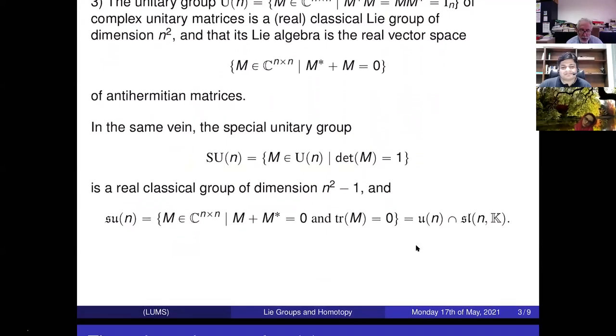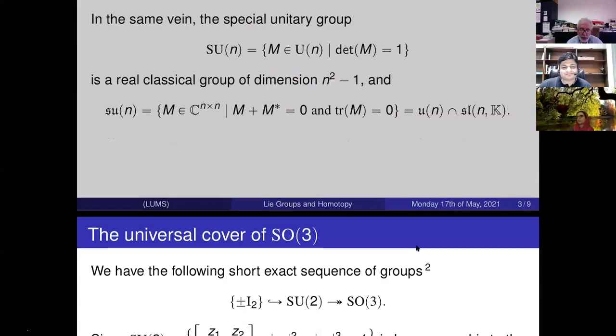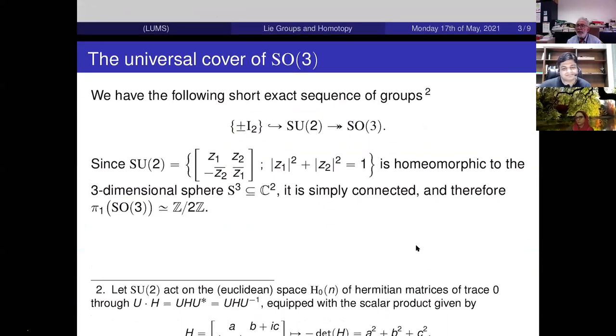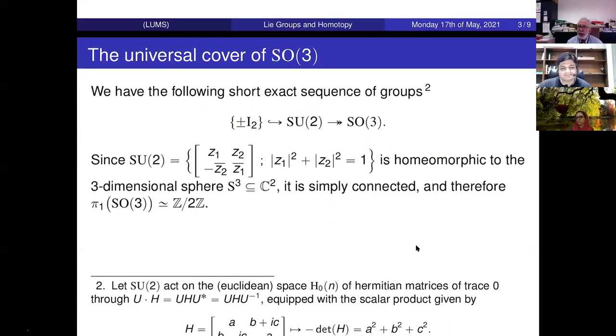Let us go now to the universal covering of SO(3). SO(3) is the group of rotations. This is a very famous group. You use it everywhere in robotics, in elementary mathematics. It's the set of all linear rotations in space.